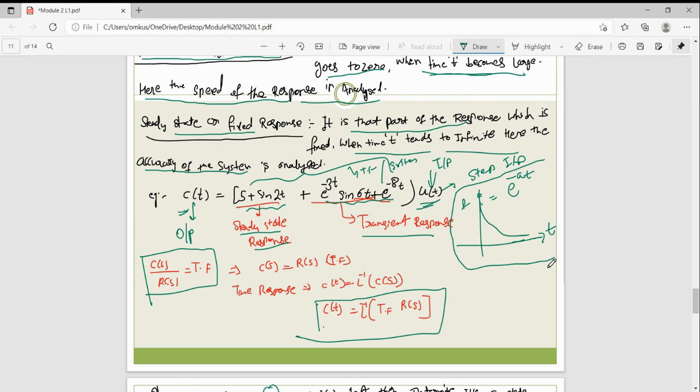So see here, one example is given. C of t is nothing but your output, and similarly U of t is your input, right? U of t represents a step input. Now see, this is your system, or you can say this is a transfer function.